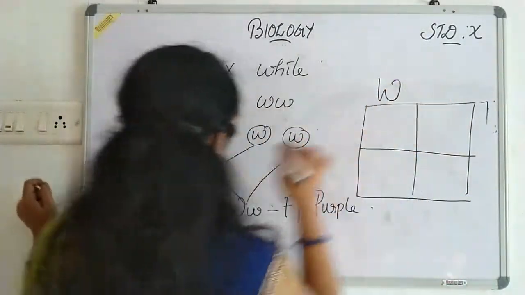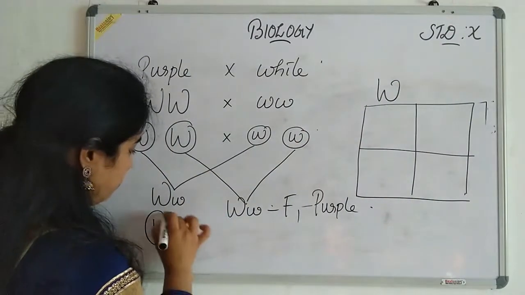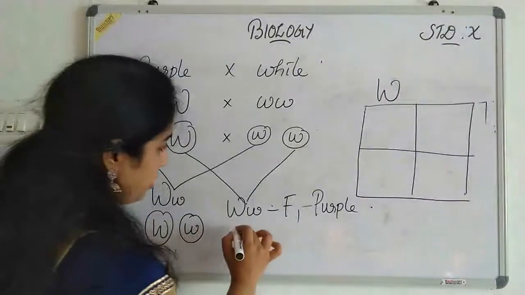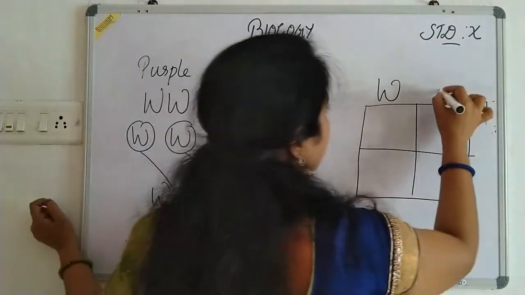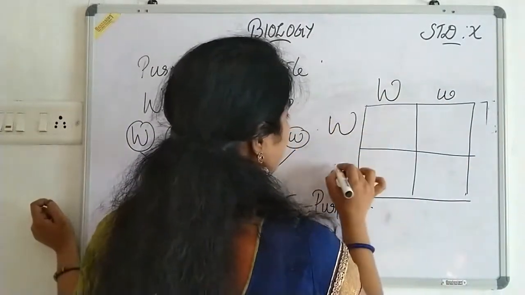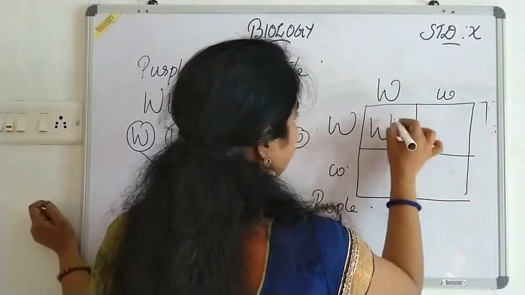Capital W, small w, we can separate this. Here also, both parents are the same: capital W, small w, small w, capital W, small w.